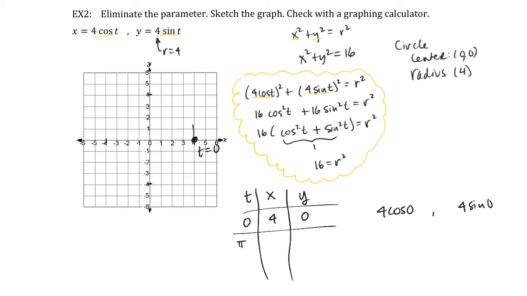And let's try pi over 6. 4 times cosine of pi over 6, that would be 4 times square root of 3 over 2. So that would be 2 root 3. And here sine of pi over 6 is 1/2, so 4 times 1/2 is 2.